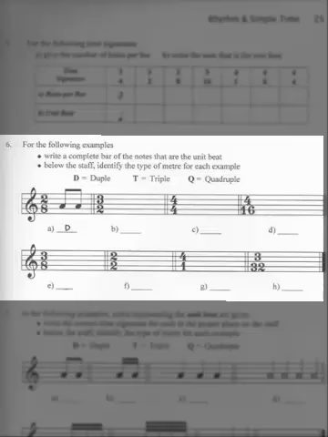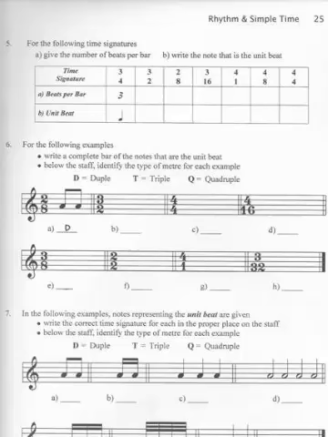So in our first example, it says 2/8. So there's 2 eighth notes, and it's in duple time. The next one says 3/2. So it would have 3 half notes, and that would be triple time.